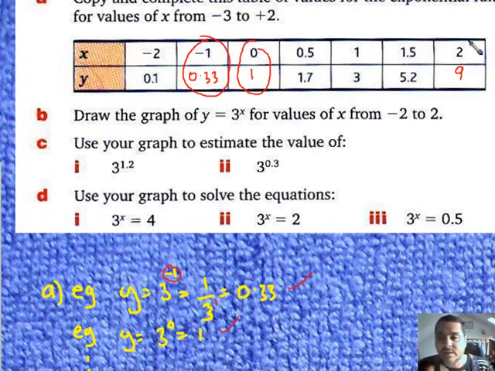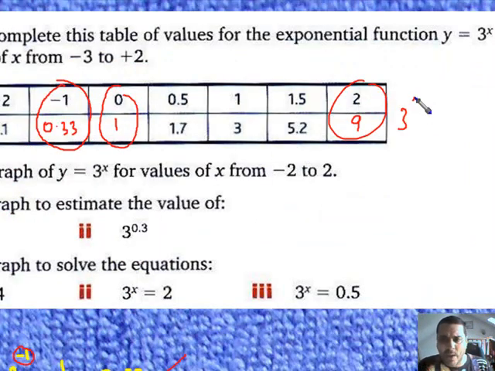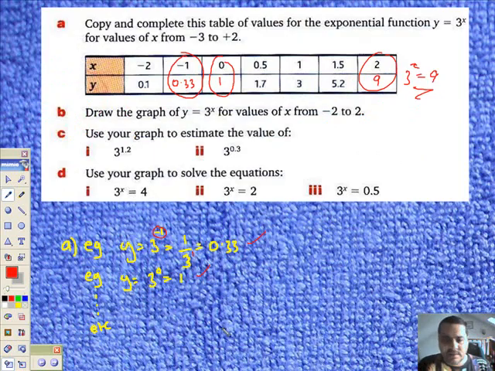Well, they did all the others, I just did the last one. We know that 3 squared is 9, so that's not very difficult, is it? So 3 to the power of 2 is 9, dead easy. Thankfully there's only 3 to do. Now draw the graph of y equals 3 to the power of x.